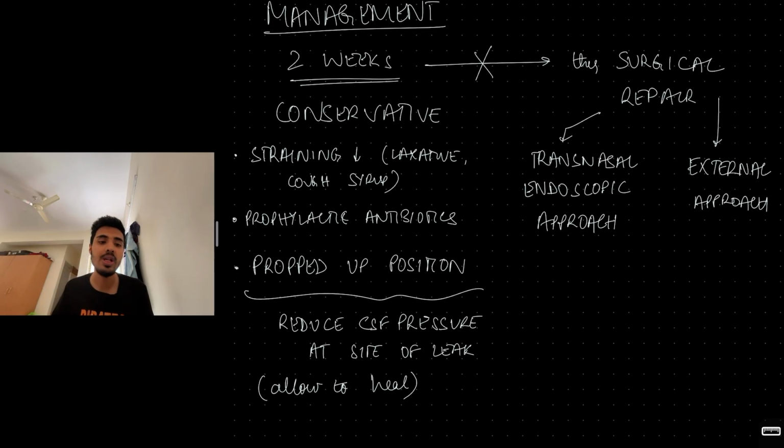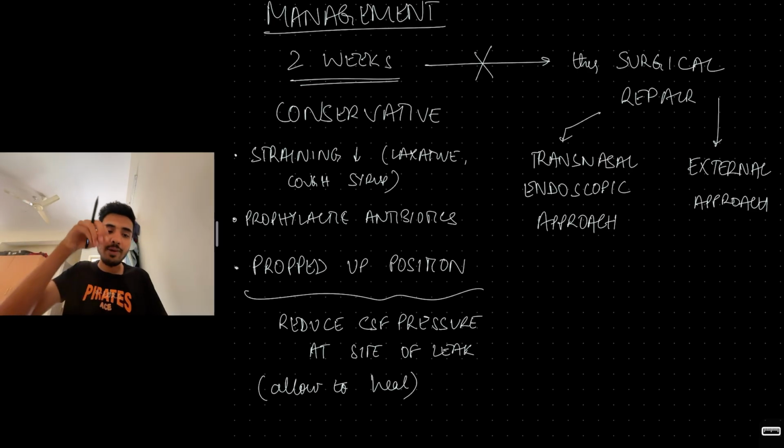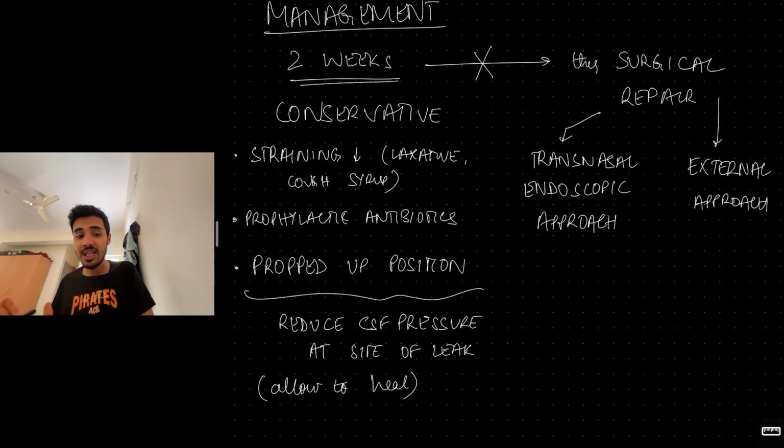So how do we do that? We ask the patient not to strain. We give them laxatives, stool softeners, we give them cough syrups, etc. And also, to prevent any nasal infection from spreading to the meninges and leading to meningitis, we give prophylactic antibiotics. And we ask the patient to sleep in a propped up position, so that there is a reduced CSF pressure at the site of the leak. Not in supine position, but propped up position, to reduce the pressure at the site of the leak.